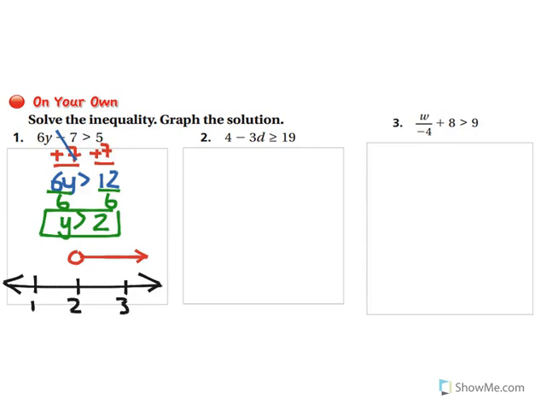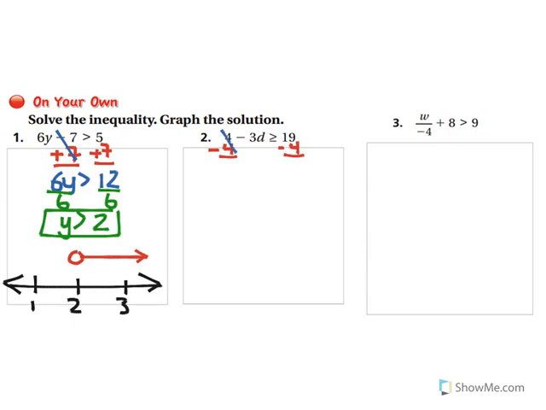We have 4 minus 3d is greater than or equal to 19. I know this looks a little bit different than the last problem because we're subtracting the variable, but that's okay. We're going to still treat it the exact same way. We're going to undo our 4 by subtracting 4, because we know 4 minus 4 is 0, which gets rid of it. So we're going to subtract 4 from both sides. And by doing that, these cancel out.